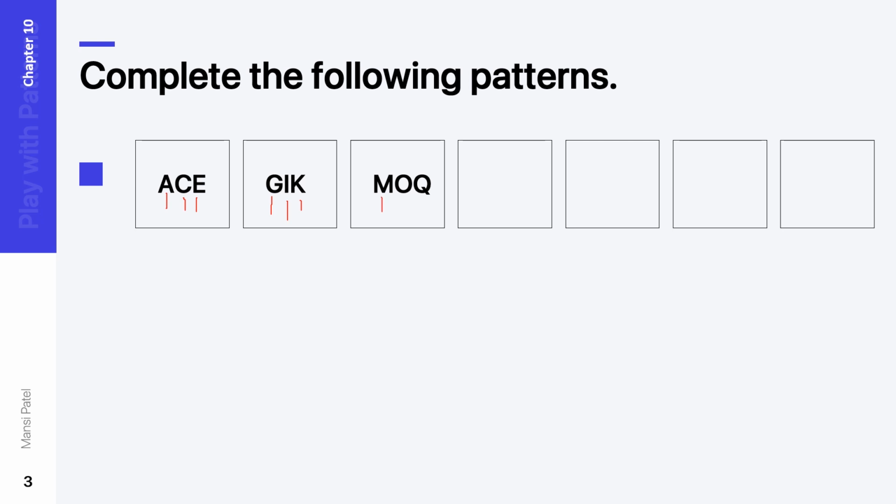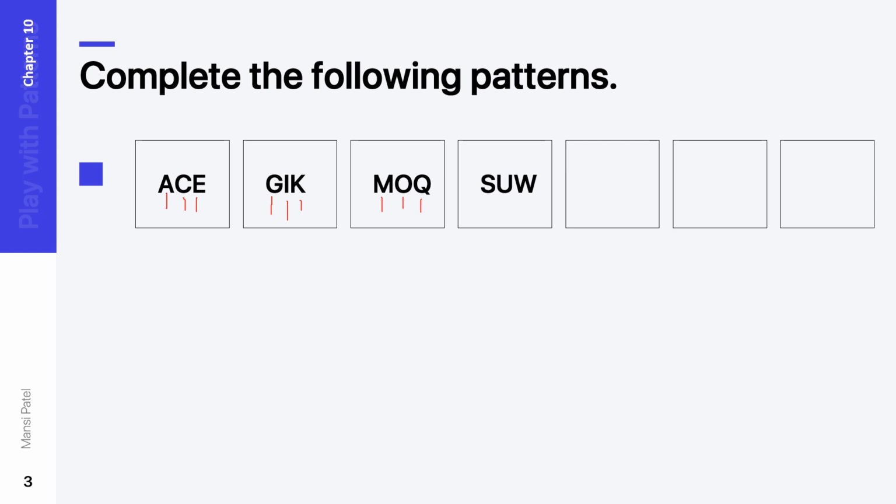M, N skip, O, P skip. After P, it's a Q. After Q, R. So R we have to skip and we have to write down S.